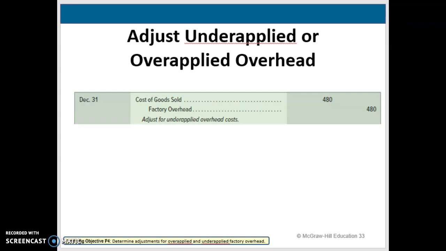So we have a required journal entry. It's going to depend on whether the difference, under or over applied, is material. When the underapplied overhead amount is immaterial, it's closed to the cost of goods sold account with the following adjusting entry. We're going to debit cost of goods sold and credit factory overhead for the amount of the difference. And this adjusts for the underapplied overhead costs.